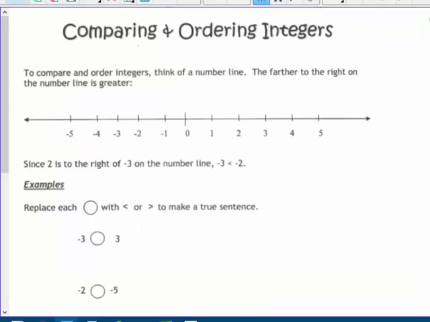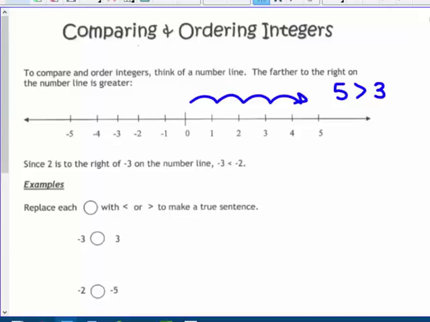Next page. Comparing and ordering integers. To compare and order integers, think of a number line. The farther to the right on the number line is greater. So you probably remember in your first grade or kindergarten class, your teacher had this number line that was taped on your desk, and that's how you learned to count. And as you go to the right, things keep getting bigger. So you know, for instance, that 5 is greater than 3 because it's to the right of 3.